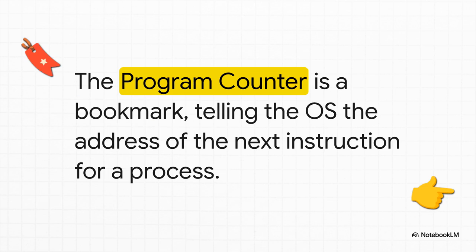Next up, something called the program counter. Imagine our chef is following a really complicated recipe. The program counter is like sticking a bookmark in the cookbook. It tells the chef the exact step they were on before they had to stop and work on something else. This is how it can pick up right where it left off.